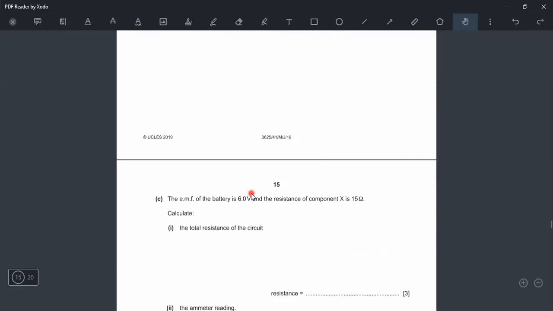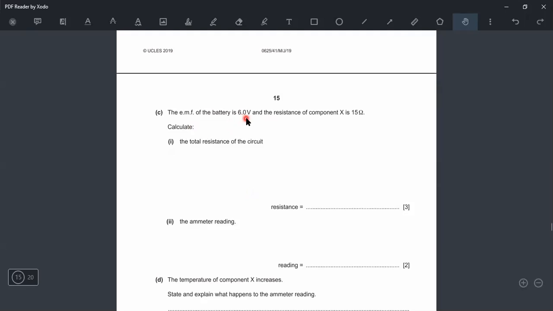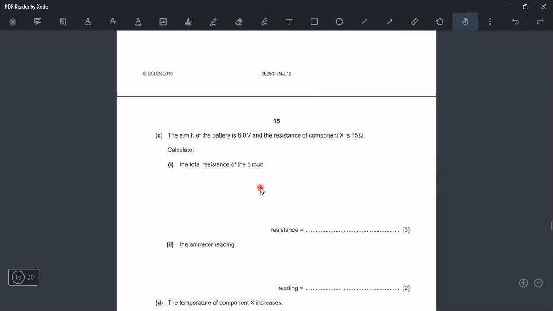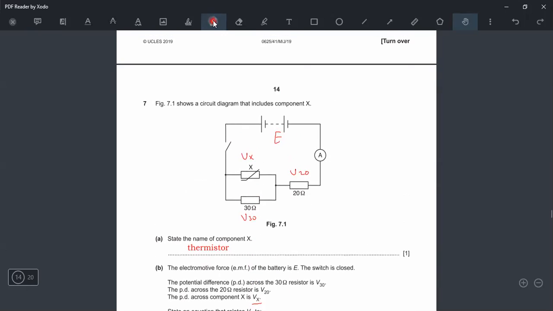Okie dokie. Next. The EMF of the battery is actually 6 volts, and the resistance of X is 15 ohms. Calculate the total resistance of the circuit. So now we actually have a value for this. So this is 15 ohms. So first things first, these two are in parallel, and then we have this 20 ohm in series.